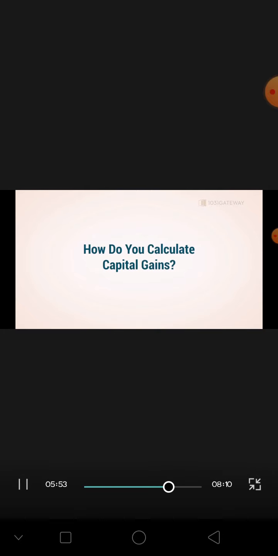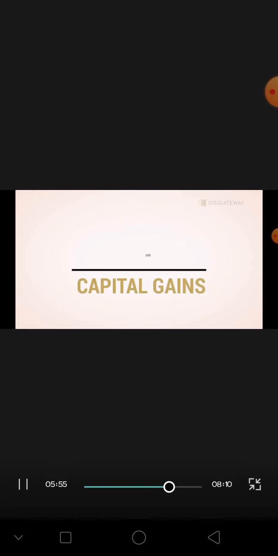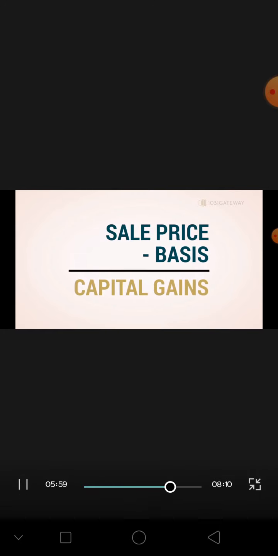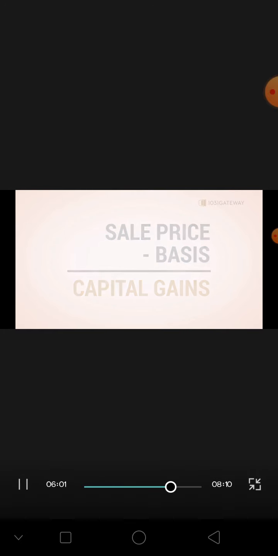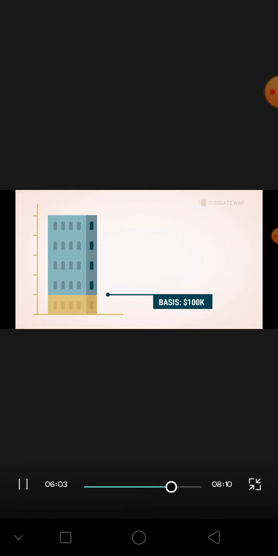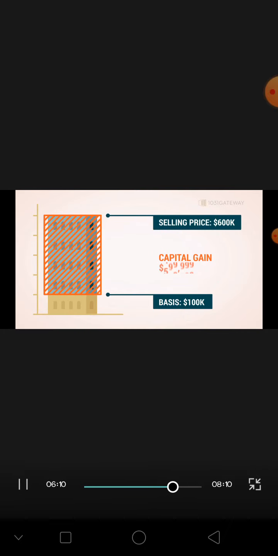How do you calculate capital gains? Capital gains are calculated by subtracting the basis, your original investment, from the final sale price. For example, if you purchased an investment property for $100,000, the basis, and later sold it for $600,000, the sale price, your capital gain would be $500,000.